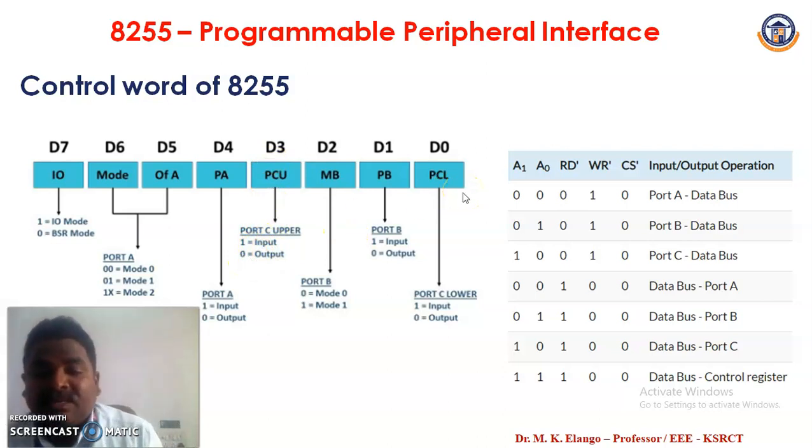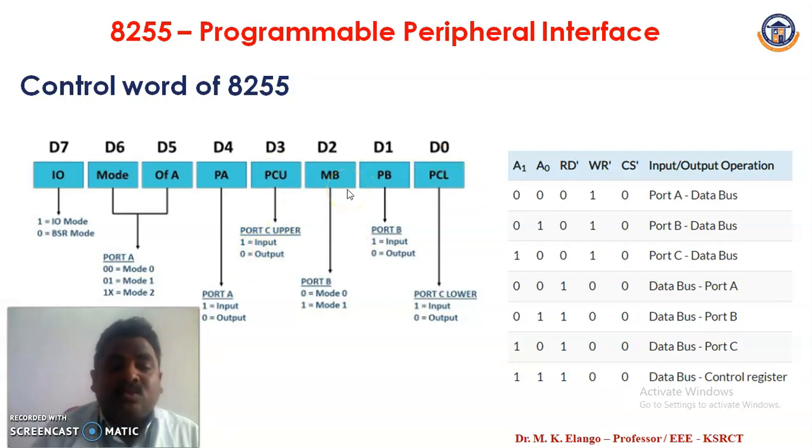Then the remaining three bits, D0, D1, D2, are used to give the control word for group B. Here, group B acts with only two modes, mode 0 and mode 1. If group B is under mode 0, the D2 bit must be 0, and for group B to act under mode 1, the bit must be 1. Similarly, port B and port C lower are going to act as input or output port depending on the bits given in D1 and D0. So this is the control word format of 8255.